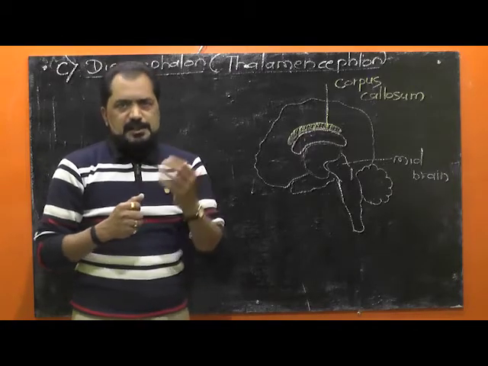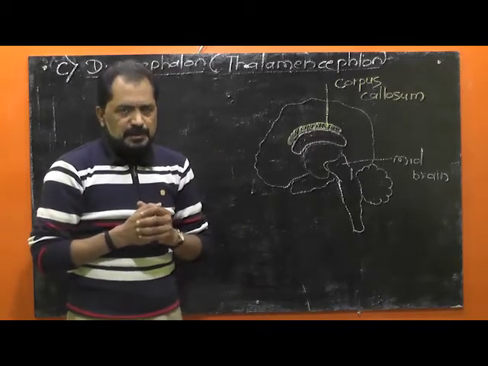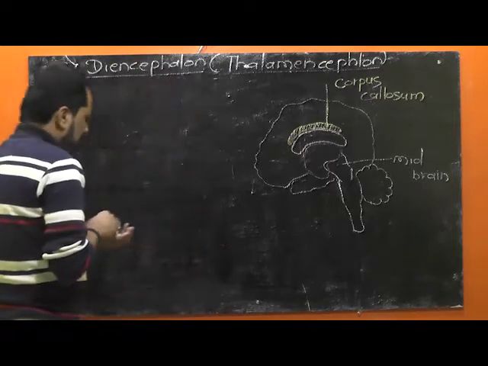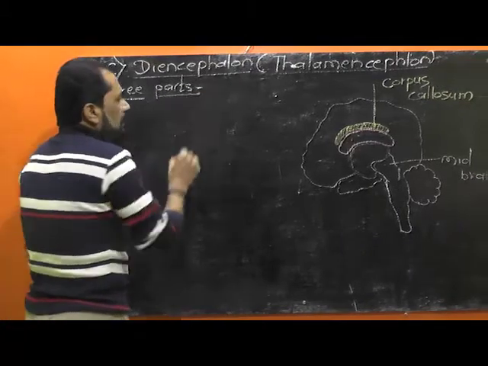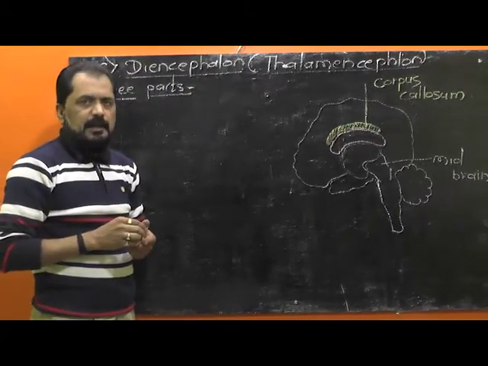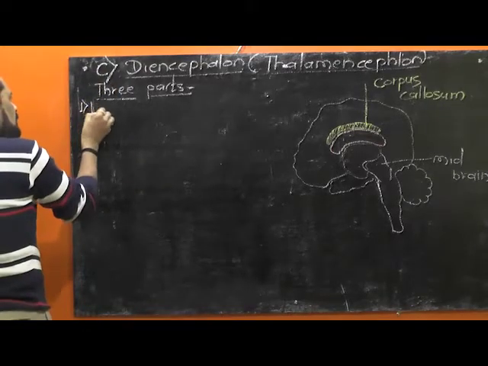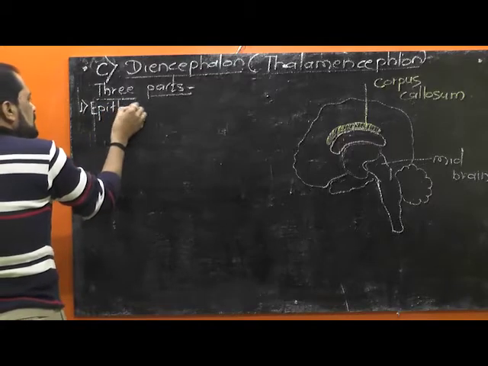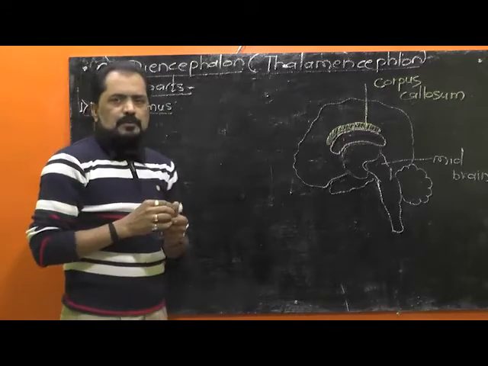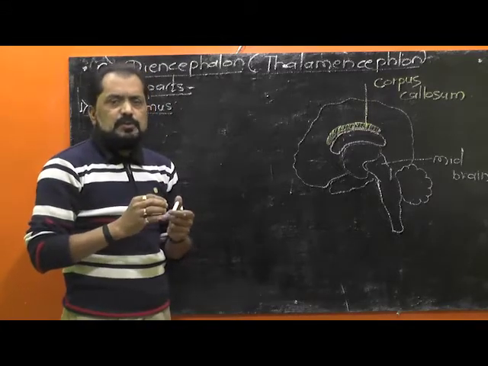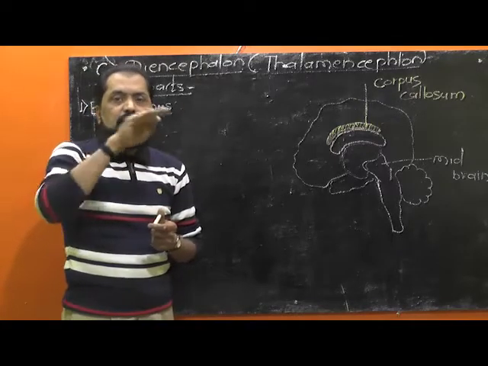It is hidden inside. It is covered from all sides by means of cerebral hemispheres. Now, the diencephalon is further made up of 3 parts, such as epithalamus, thalami, and hypothalamus. Let us talk one by one each. First one is epithalamus. Epithalamus. It is a thin, non-nervous, highly vascular part of the diencephalon. It forms the roof of diencephalon.